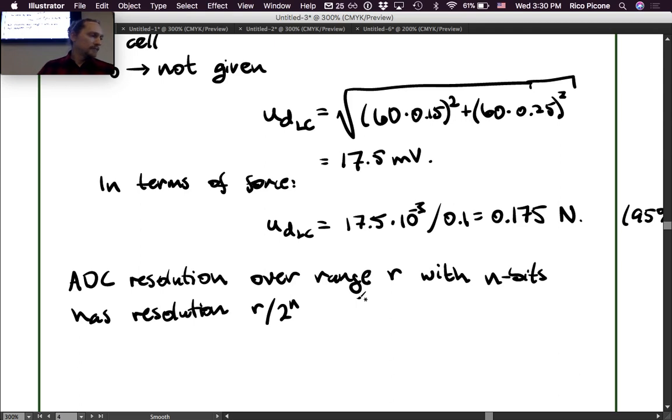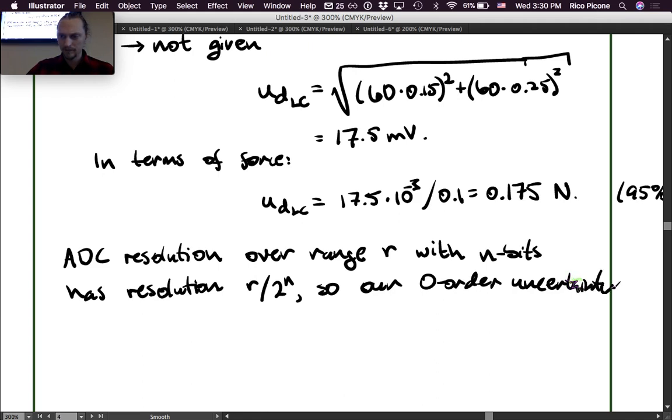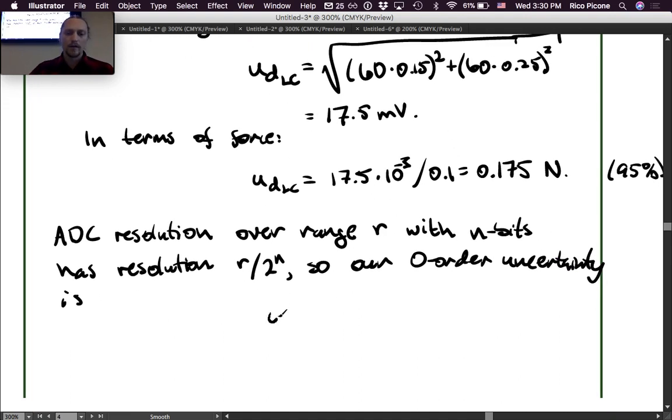So our zero order uncertainty for the microcontroller in terms of voltage is 1/2 times 5 divided by 2 to the 12.